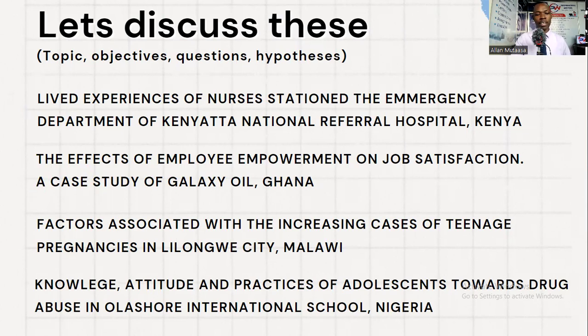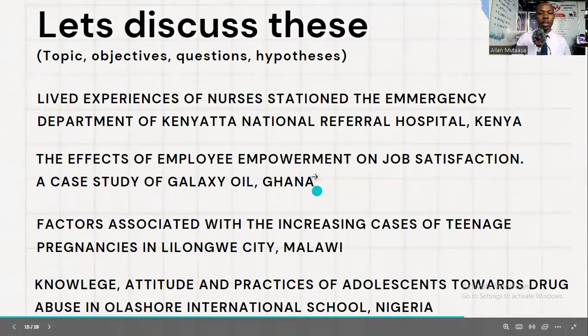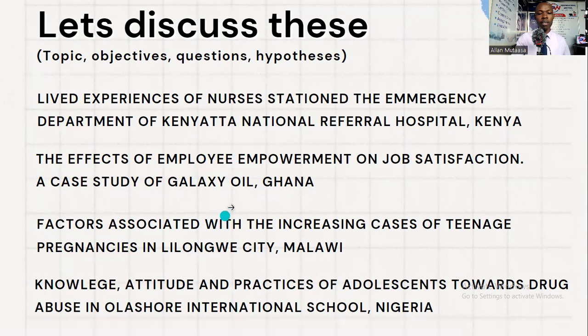What do you think of this topic? Employee empowerment on job satisfaction. So we have our independent variable, we have our dependent variable, we have our study group, employees, and then we have our study area in Ghana. So that topic is okay.